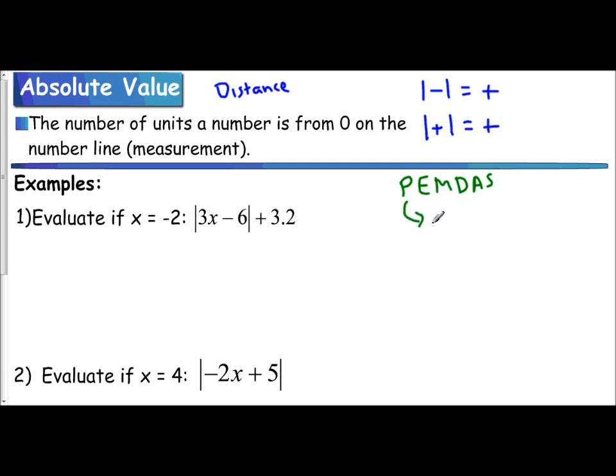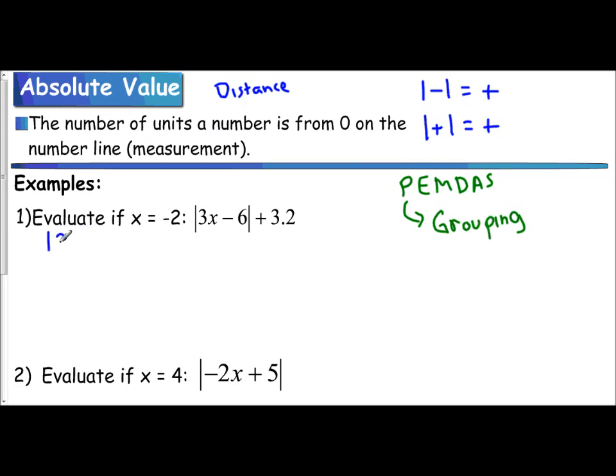You don't perform just parentheses operations inside. You perform operations inside of grouping symbols. Parentheses is just one particular grouping symbol. If we look at this, absolute value is a grouping symbol. We're going to have to simplify inside first, get a number inside these bars first, and then perform the order of operations. So let's plug in -2.